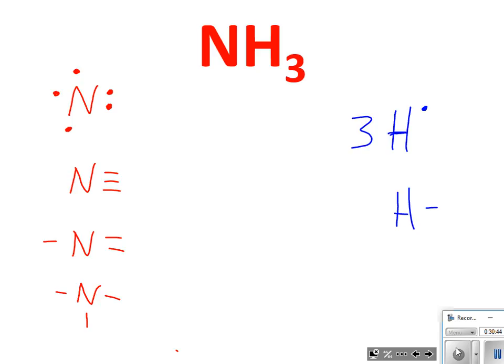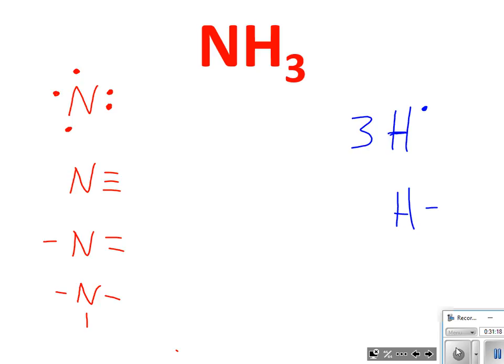Right? Now, you might say, how do we do this? I know nitrogen's going to be in the middle. Why is nitrogen in the middle? We can look at electronegativity, but the main reason that nitrogen's in the middle is hydrogen doesn't want to be in the middle. Hydrogen's never in the middle. Okay, halogens are never in the middle. Nitrogen's going to be in the middle for that reason, that hydrogen doesn't want to be in the middle.